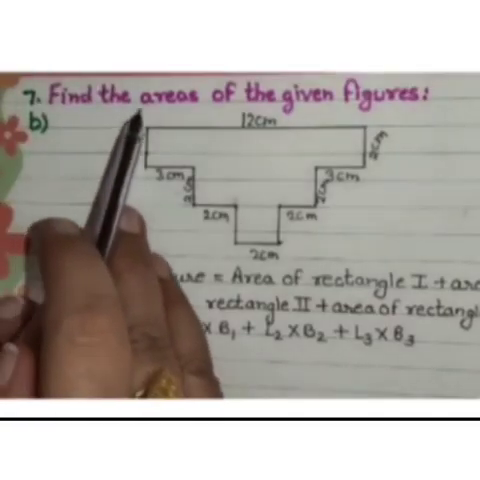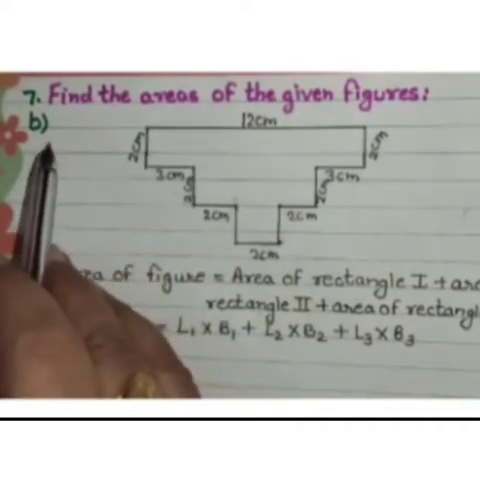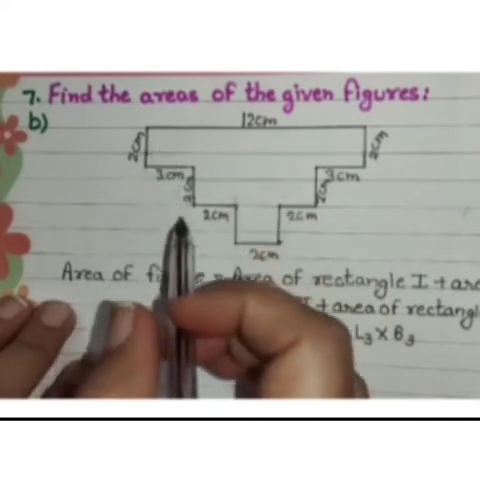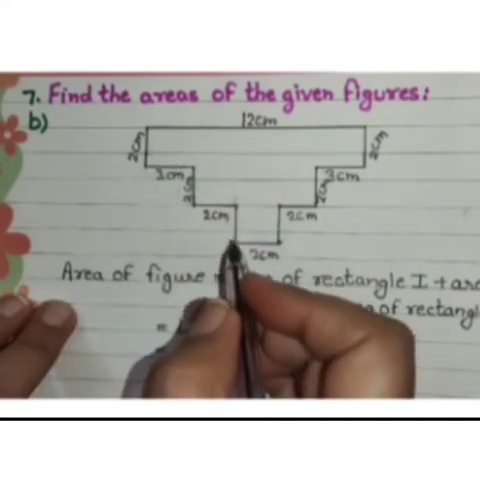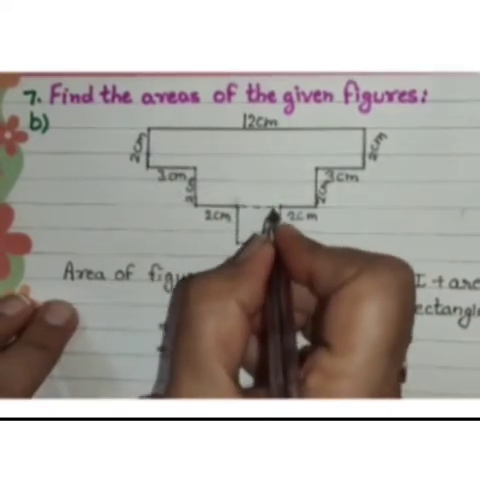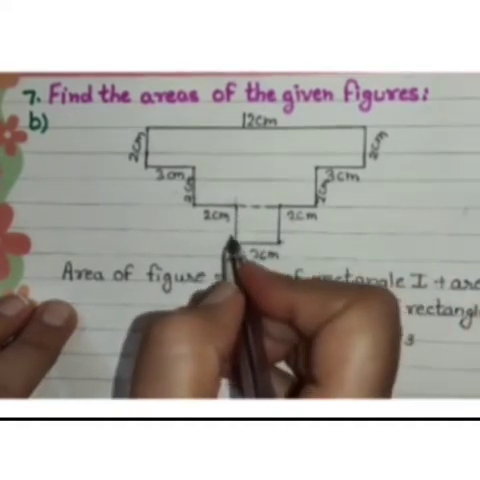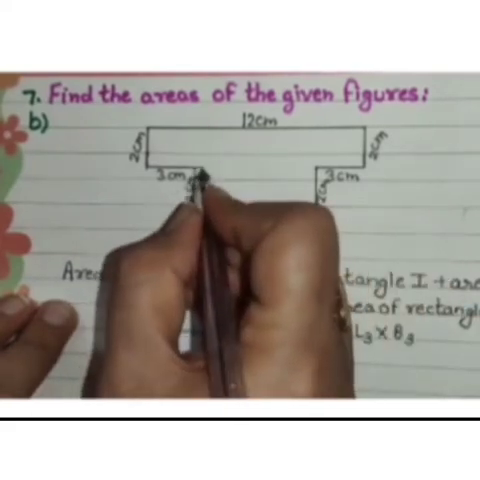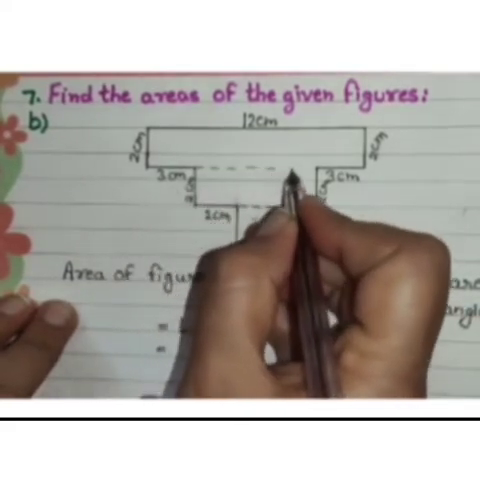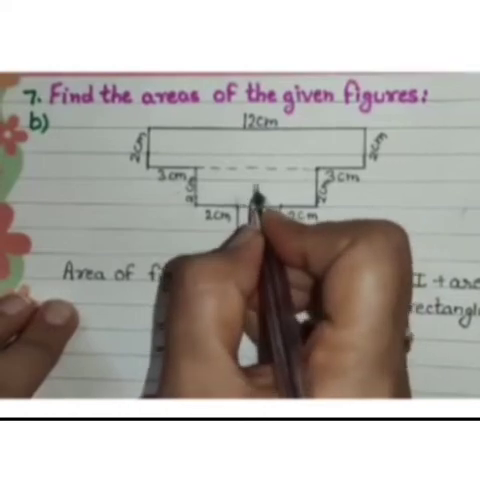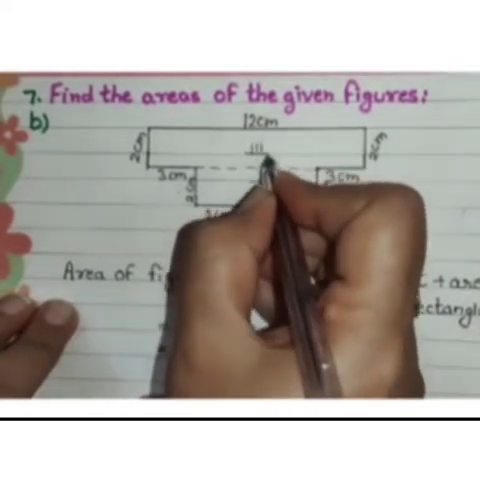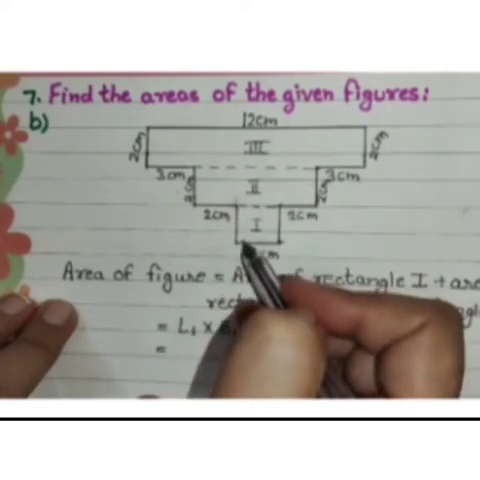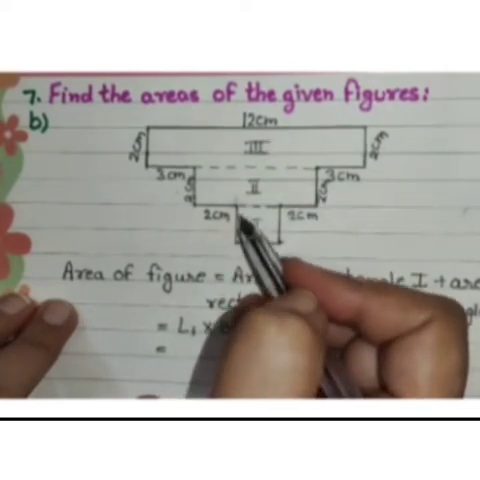Question number 7. Find the areas of the given figures. B part we are doing. Now we have given this figure. Now in this figure also we have to convert into rectangles. Now joining these 2 points by joining a straight line we get this rectangle. You can name it as first rectangle. Now we will join these 2 opposite points by a straight line. This is the second rectangle and this is the third rectangle. By adding the area of all these 3 rectangles, we can easily find out the area of this figure.